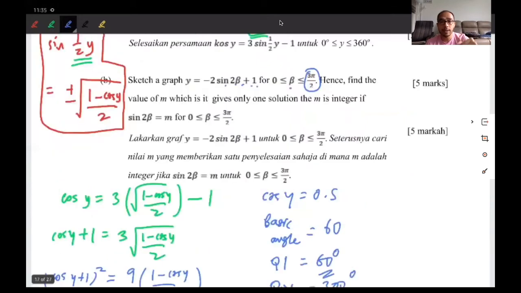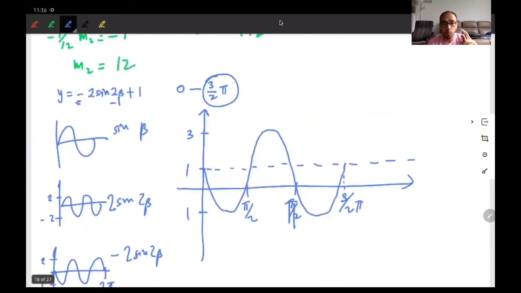Next one is, hence find the value of m which only gives one solution. Let's settle this first. Kalau kamu mau lukis any garis yang ada satu solution sahaja, it can only be here. This is the only possible line that has one solution. So the line is called y equals to 3, because only then do we have one solution.